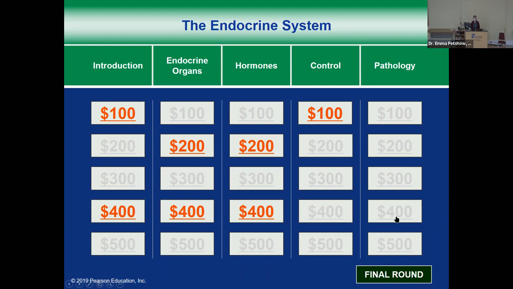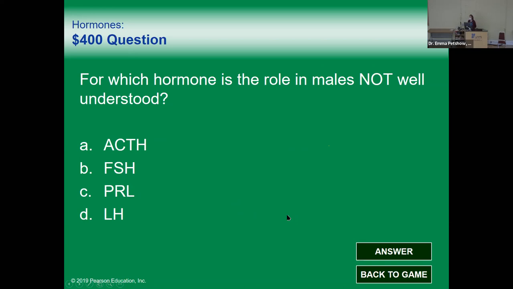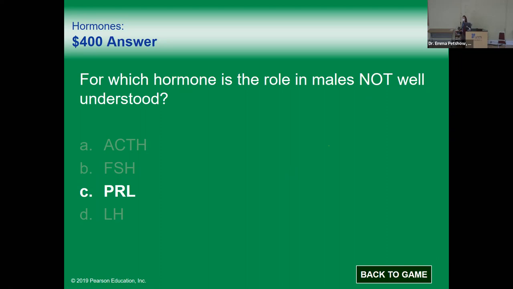Hormones four. For which hormone is the role in males not well understood? Great. Good. Awesome. Answer. Prolactin, right? FSH and LH in males can affect the testes, which can affect androgen synthesis. Prolactin, while there are some recent studies out about potentially effects on males, is not something that will be included in your NPLEX since recent research, right? I told you, anything within the last 2 years is probably not going to be included on NPLEX. So I doubt we'd see a COVID question. Okay.